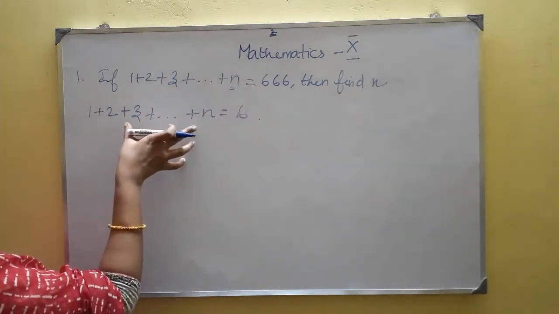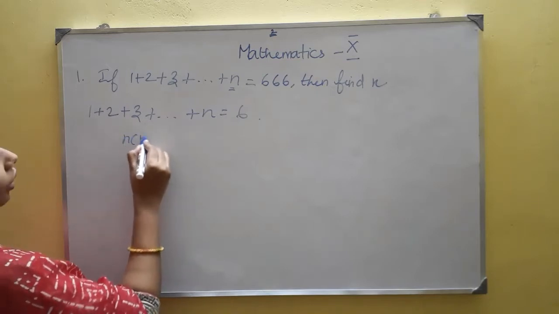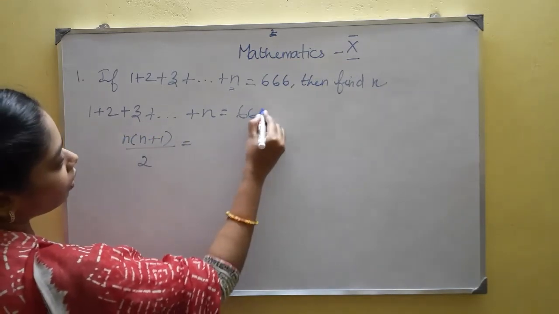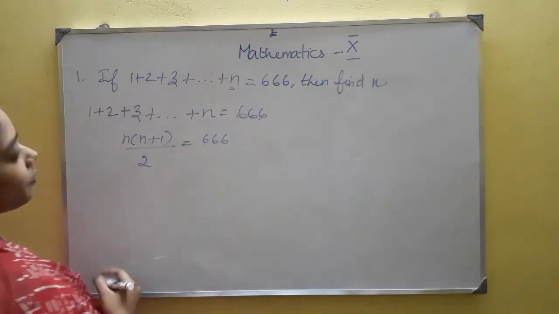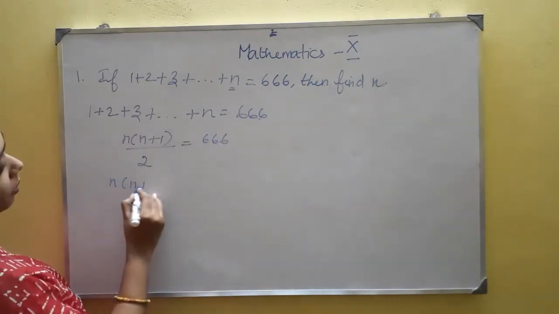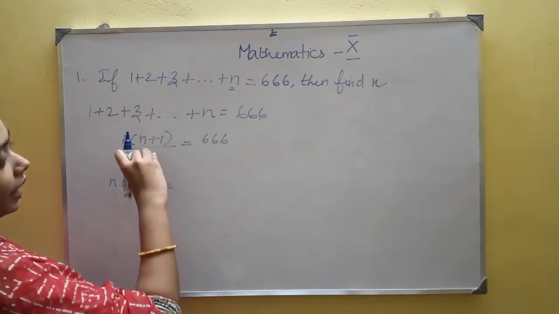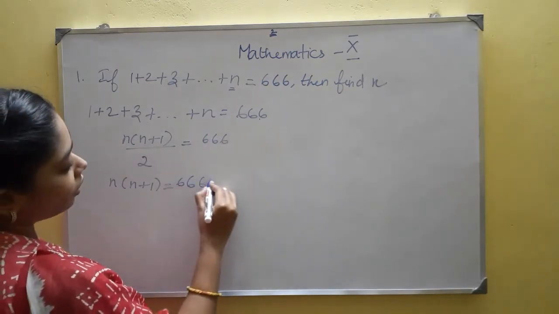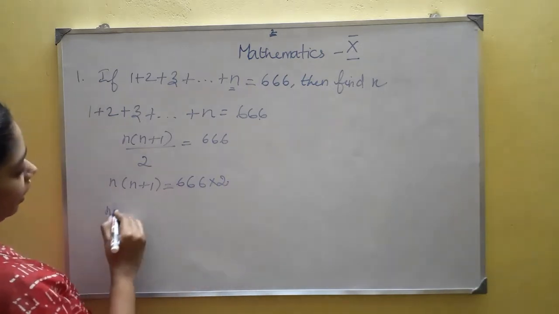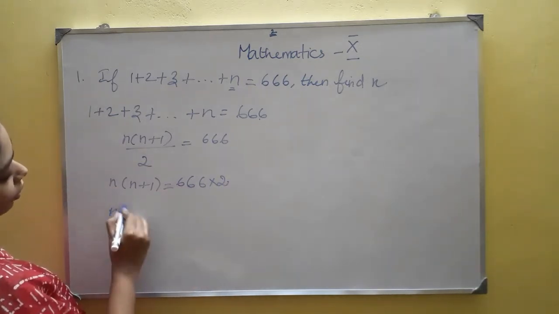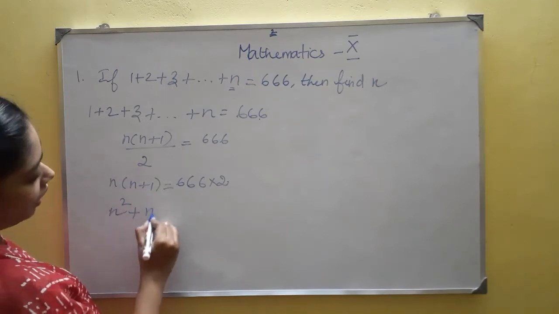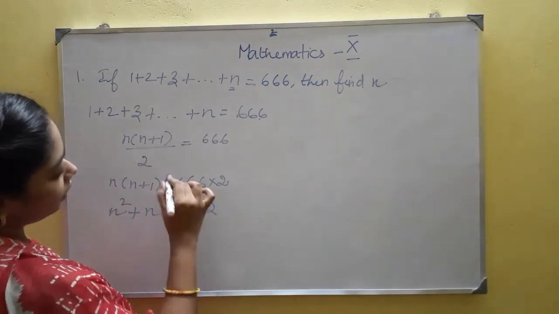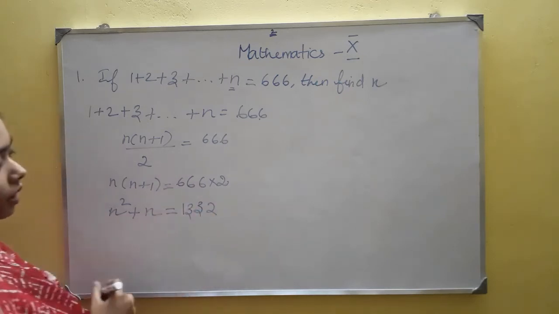What is the formula for the sum of the first n natural numbers? n into n plus 1 whole divided by 2 is equal to 666, and n into n plus 1 is equal to, taking the denominator across the equal to sign, it will get multiplied: 666 into 2. n into n is n square, n ones are n, and 6 2s are 12, 12 plus 1 is 13, 12 3s are 36, 1332.